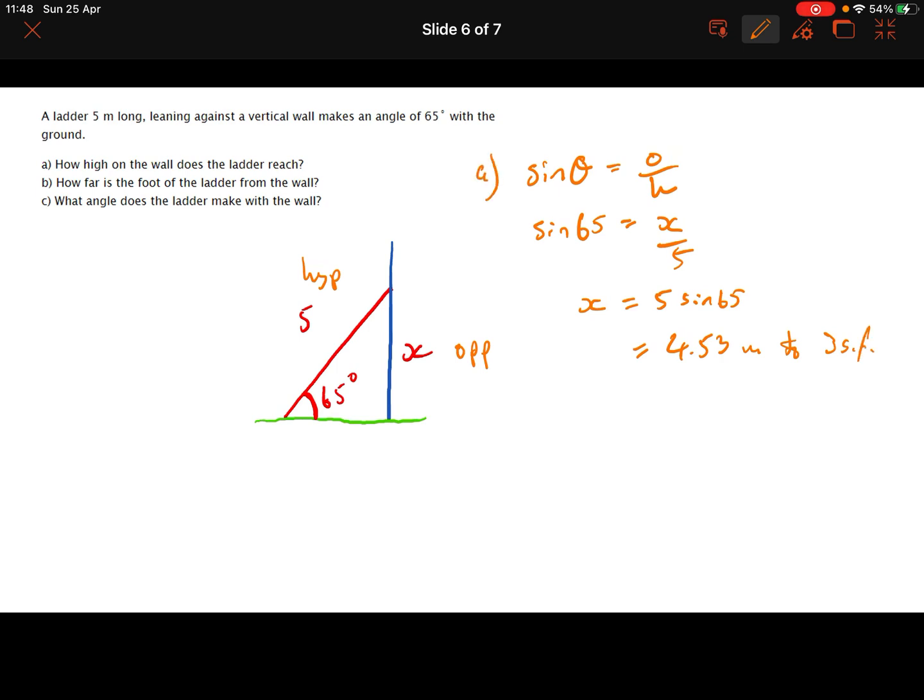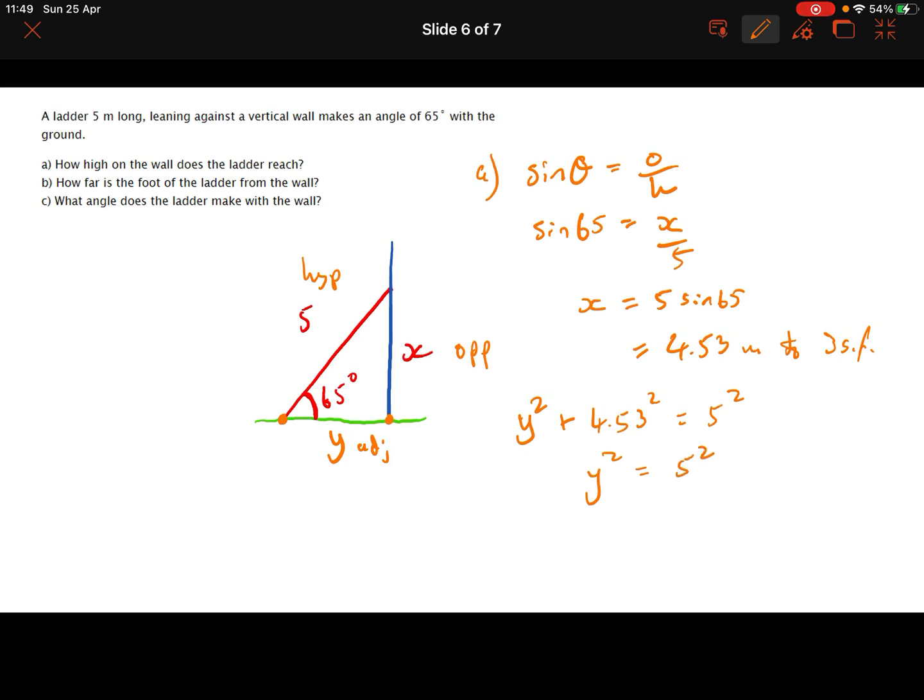That's part A. It says, how far is the foot of the ladder from the wall? Well, that's this distance here. Let's call that y. You could do this via trigonometry, so you could use a cosine, because y is the adjacent side. But also you could use Pythagoras' theorem. You could say that y squared plus 4.53 squared is equal to 5 squared.